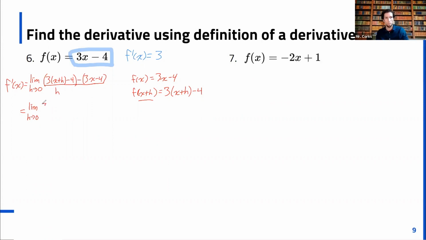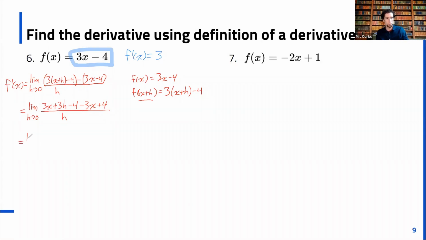3x plus 3h minus 4 and minus 3x plus 4. Minus 3x plus 4. So we have a negative and another negative. Those are turning positive. Okay. And this one is pretty easy here.